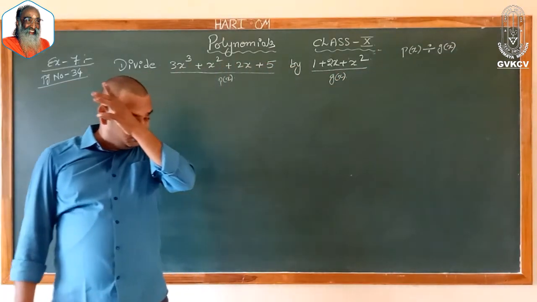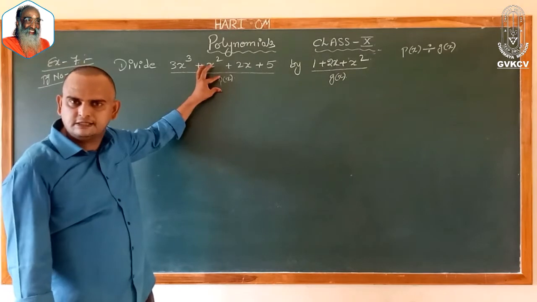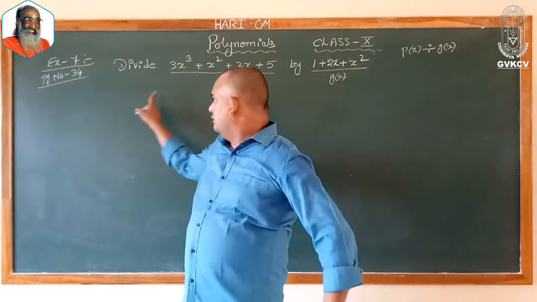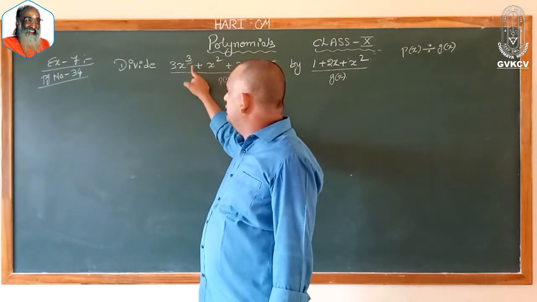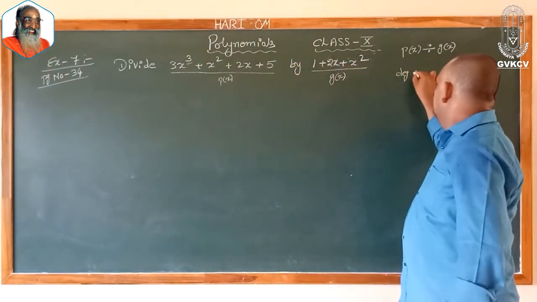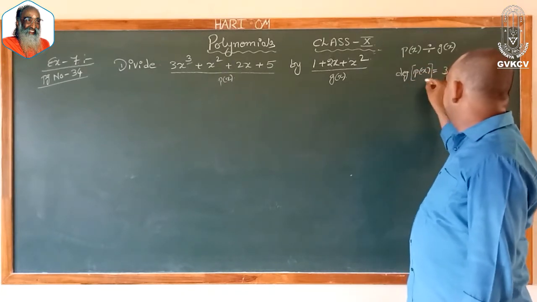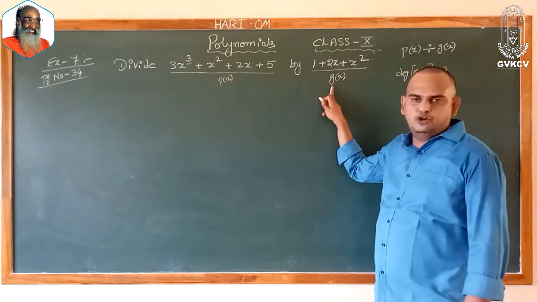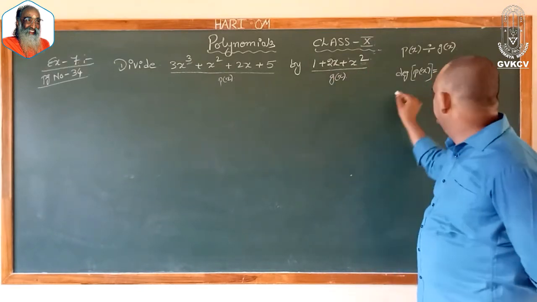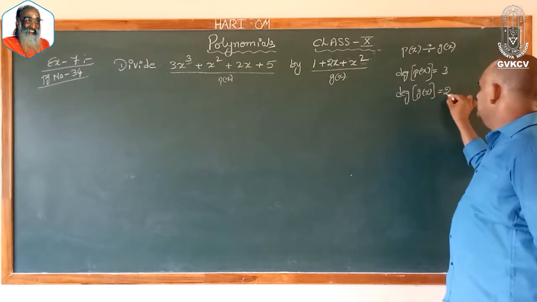Now, as I told you, we have a condition. What is the condition? The degree of p of x must be greater than or equal to the degree of g of x. What is the degree of p of x? Third degree. So the degree of p of x is 3. Now this is g of x, and its degree is 2. So the degree of g of x is equal to 2.